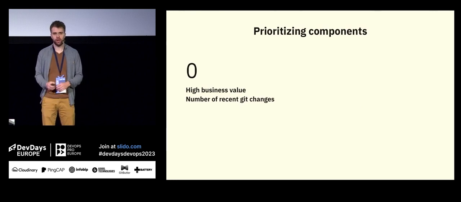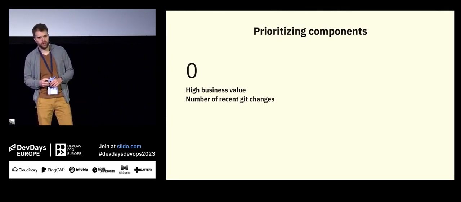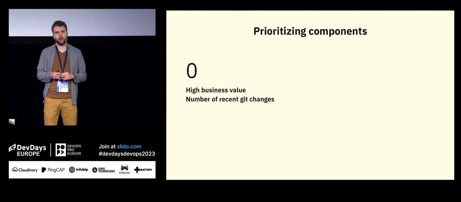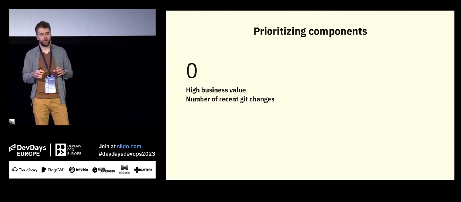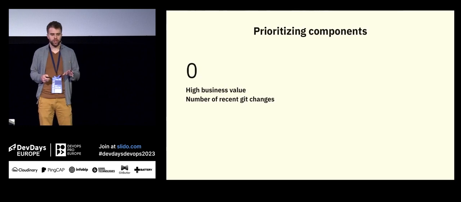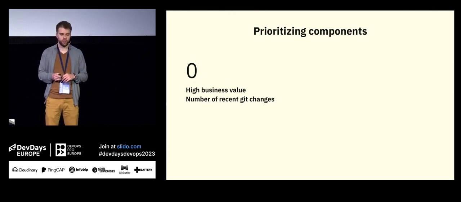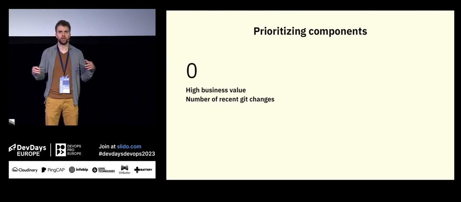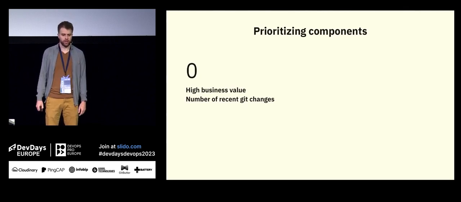And we have another way of prioritizing, which is by business value. So obviously you should target with stories first the part of the application that is very important for business. Maybe it's undergoing active development right now, so that's a good thing to focus on. And an interesting trick is to use recent Git changes to see which components were most changed.